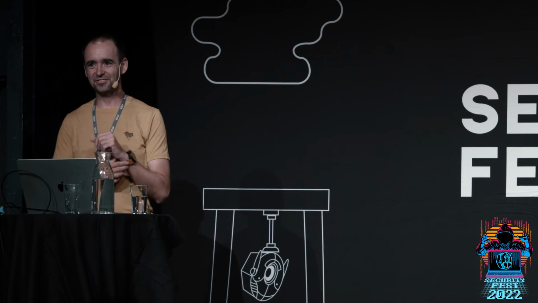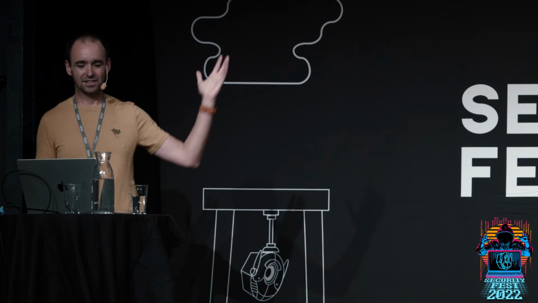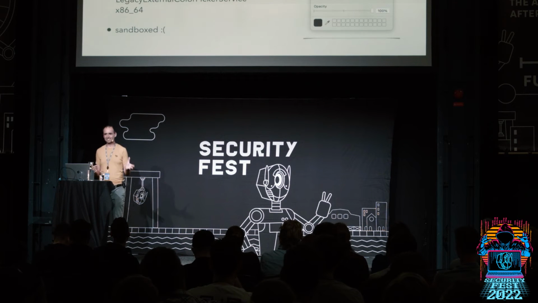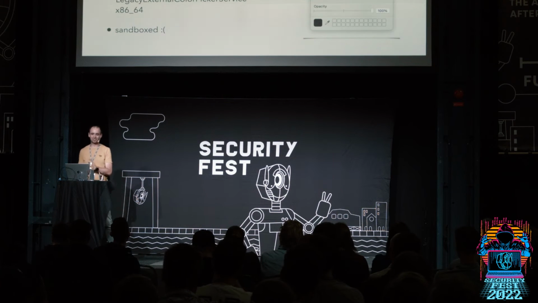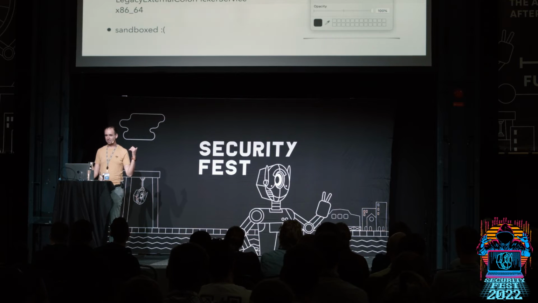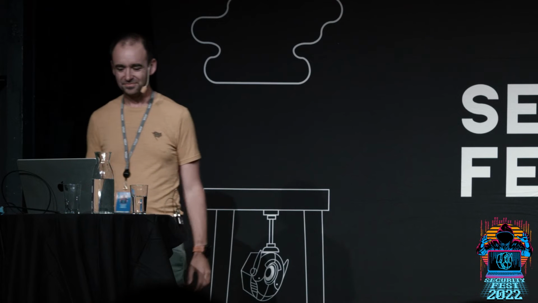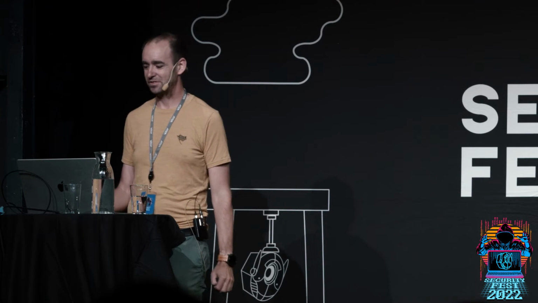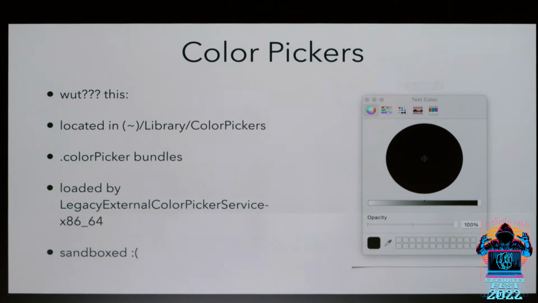There are some obvious locations called plugins, but this one is not obvious. The Library ColorPickers directory doesn't even exist by default. So if you want to install your color picker, you have to create this directory. So it's not obvious to find all of this. But yeah, it will be loaded by the legacy external color picker service process, and unfortunately it's also sandboxed. But I still found it interesting because I think it's not a well-known, not just persistence, but a feature at all on macOS.